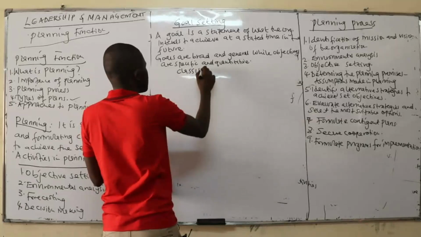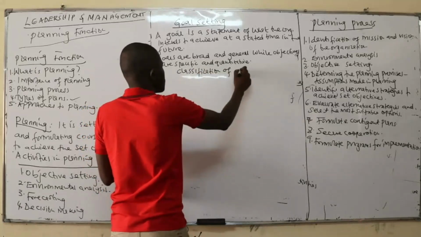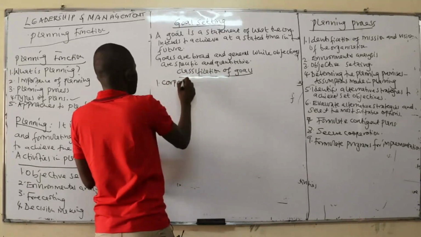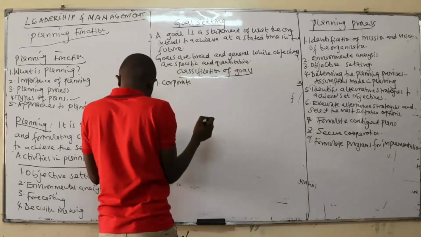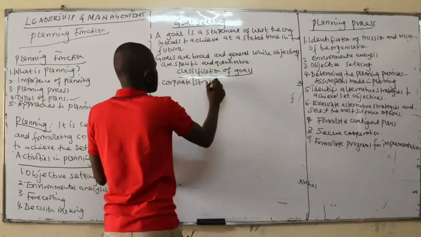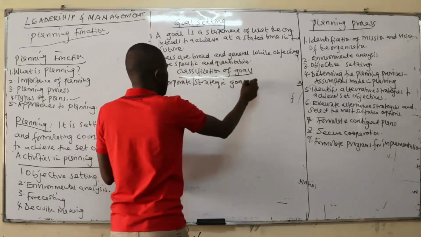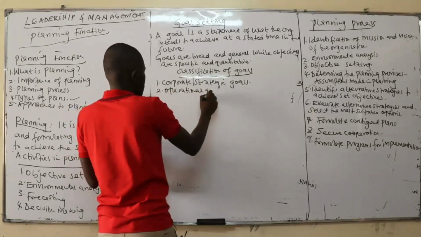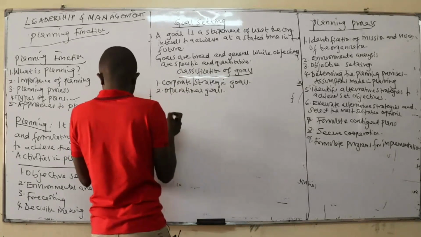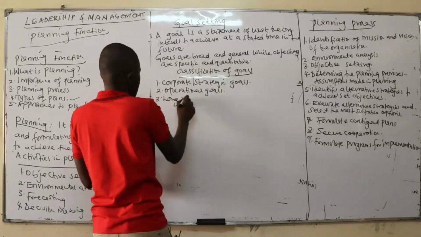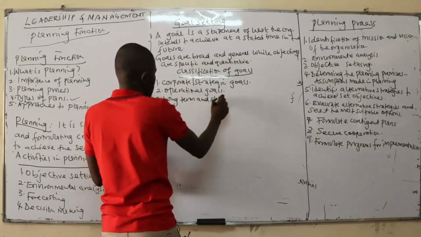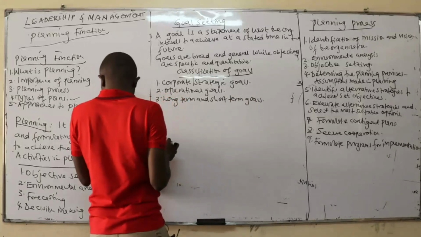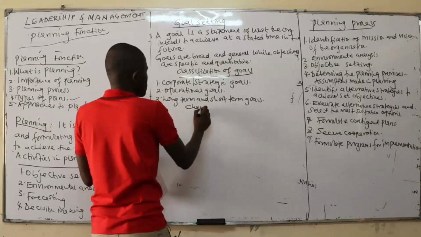Classification of goals. We have corporate goals. Corporate goals are also called strategic goals. They involve the organization as a whole. We have operational goals. We have long-term and short-term goals. Then we look at characteristics of good objectives.